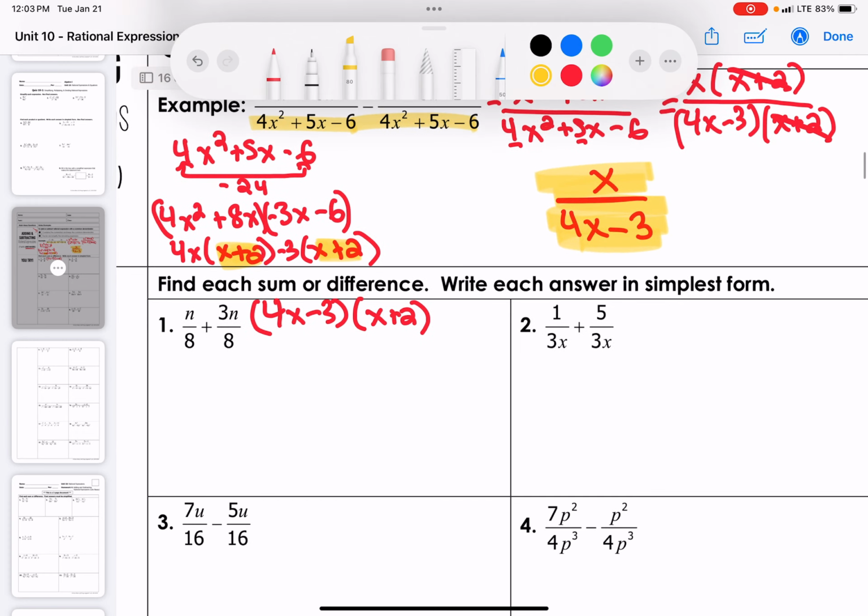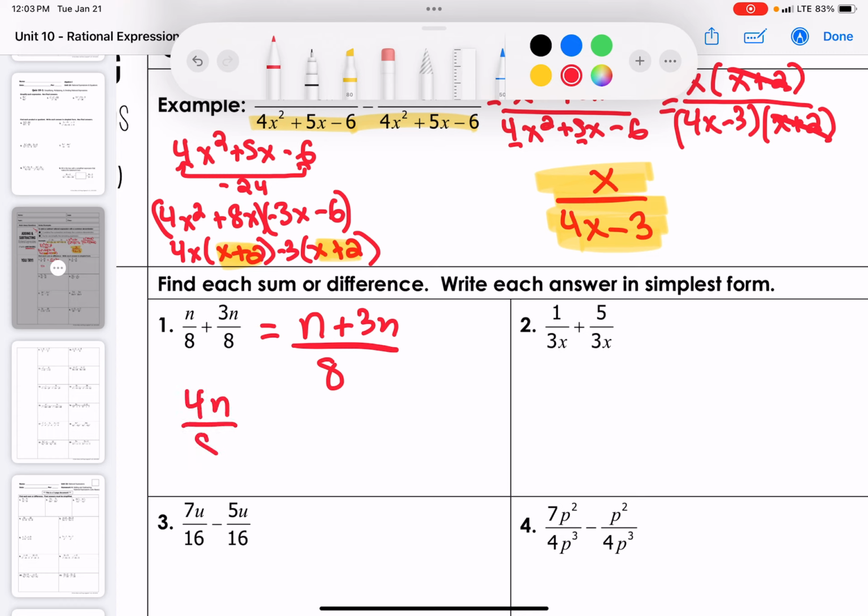All right, so the rest of these aren't as complicated as that, but let's work them out. So look, common denominator. When it's this simple, I'm just going to change this to n plus 3n all over 8. So now I have 4n over 8. We could still simplify, right? 4 over 8 is really just equal to 1 over 2. So I'm not going to write down the 1, I'm just going to write down the n, but over 2. And that's my answer.